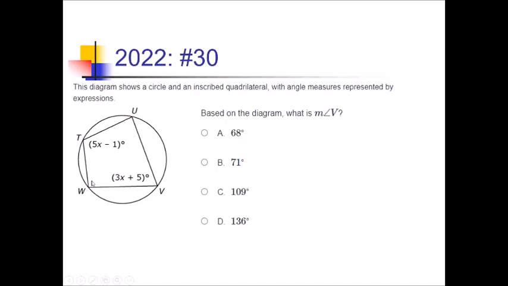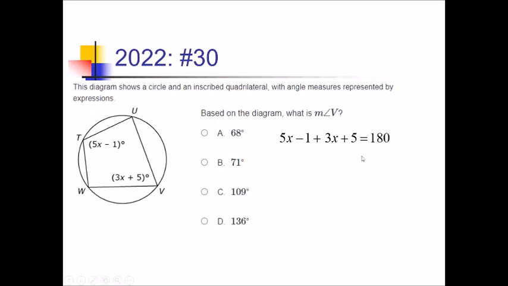V covers this side of the circle, and angle T covers the rest of the circle that V wasn't already covering. So if the inscribed angles are each half of the arc that they intersect, and they're intersecting the whole circle, that means together these angles must be half of 360, or 180. So the way I'm going to unlock this and solve it is I'm going to do 5x minus 1, this angle here, plus my other angle, 3x plus 5. Again, those both have to add up to 180.